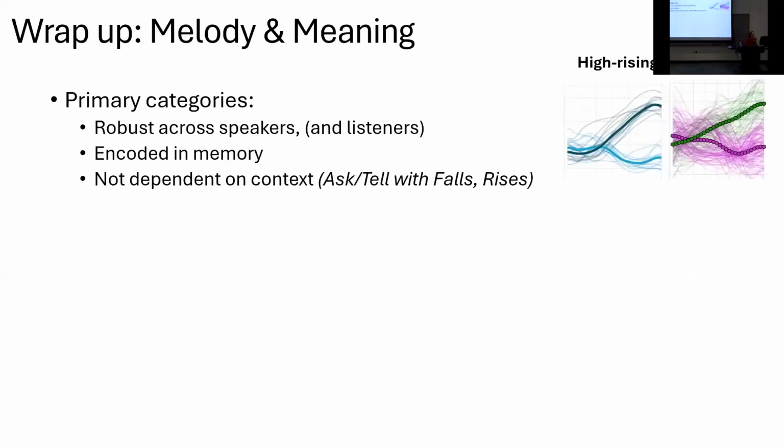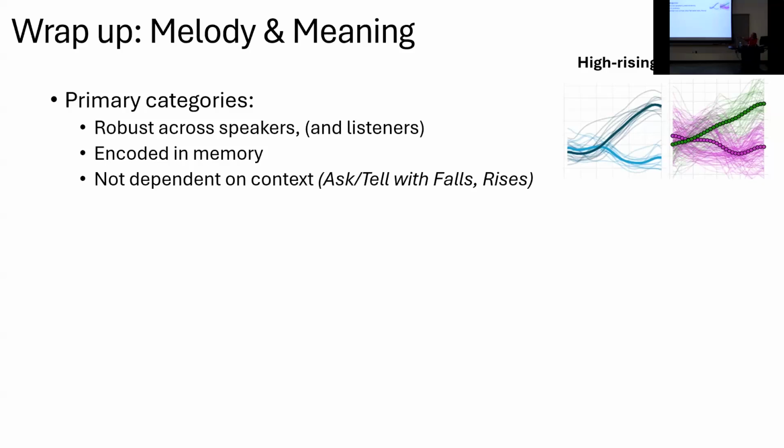So, a wrap up here. Considering our production work using the imitation paradigm and the two studies where we're probing listeners' interpretation, what we see, this is my interpretation of the findings, is that we have evidence for two primary categories, high rising and low falling, which are robust across speakers. I didn't tell you about the experiments that we did testing listeners' ability to discriminate among these tunes in an AX discrimination paradigm. But those results line up perfectly with our clustering analyses. Happy to talk about those later with anyone who's interested.